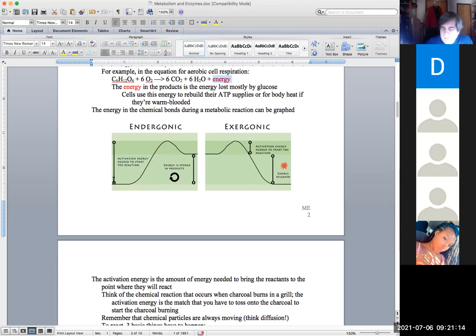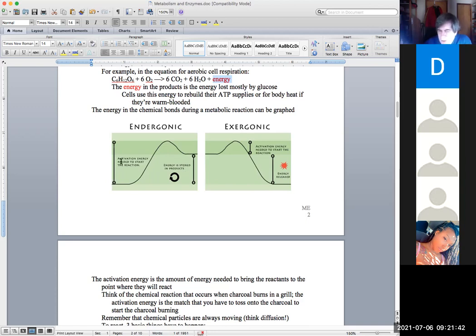And this little hump, the height of this hump, we're going to measure that height. We're going to start down here with how much energy is in the chemical bonds of the reactants. We're going to go up to the top of that height. That's called the activation energy. That's how much energy this reaction needs just to get started. So we'll look at some examples of this in a moment.